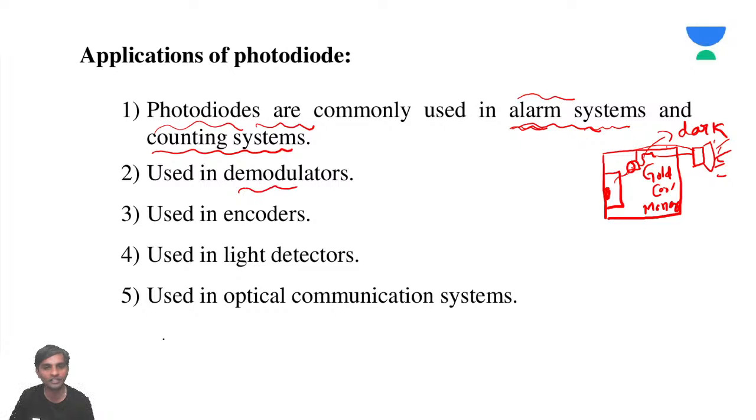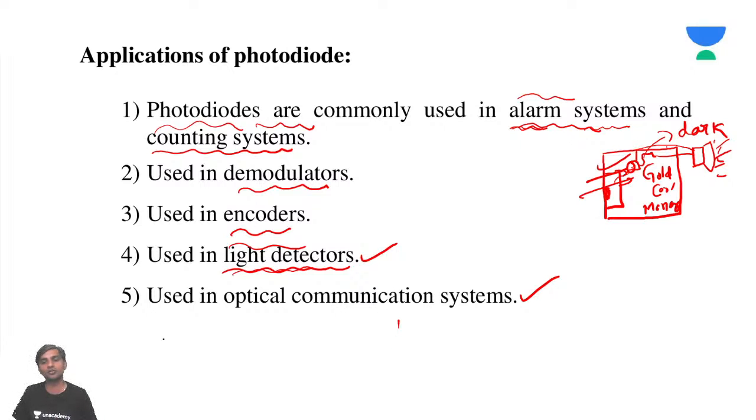It is also used in demodulators, though this is not much important here, and in encoders and decoders. This is called a light detector, as I told you. This is detecting light. It can be used in light detection and in optical communication systems also, because the photodiode is related to light, so obviously it must be used in optical communications.